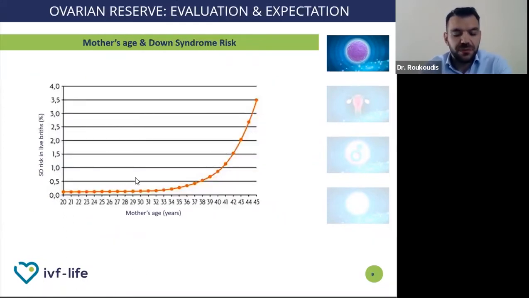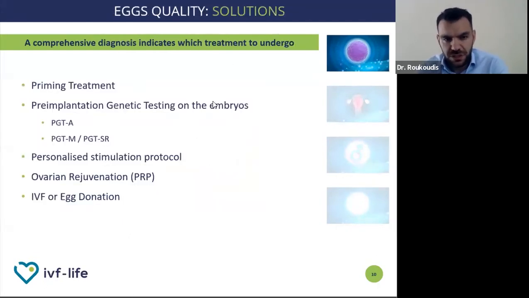So you can see exactly what it means here in the graphic: the rate of, for example, Down syndrome or other abnormalities in the number of chromosomes increases with increasing age, with advanced reproductive age. So what's the solution in this case?